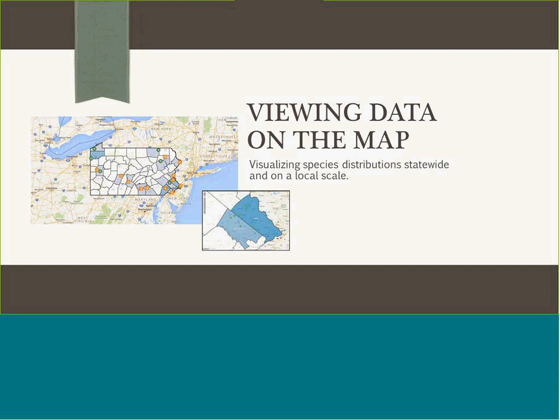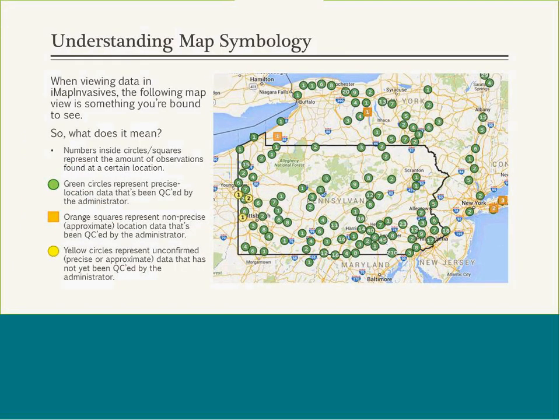I also want to talk really quickly about how you're going to be viewing data on the map, as far as looking at distribution information on a statewide level and also at more of a local scale, just depending on how you want to look at the information. If you're in iMap and you look at information specifically on the map, this is a screenshot that you will likely see. If you're not familiar with what this means, it's really important to better understand the symbology and the numbers and everything. What does this all mean?